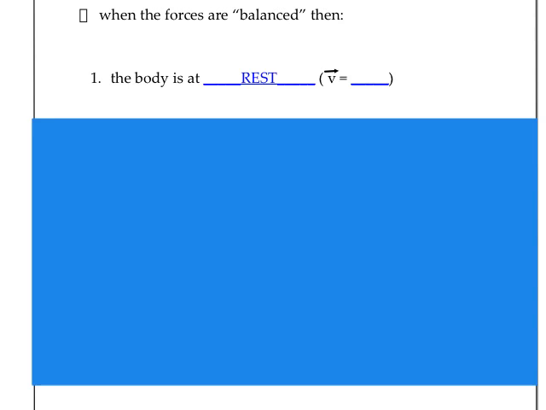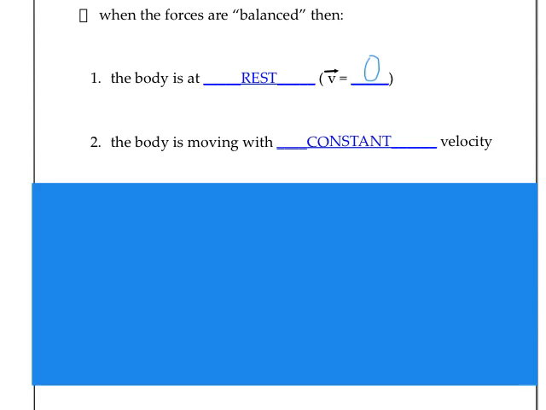So now that we've talked about what no net force means, let's discuss the second part of that first law. So when there's no net force, our forces are going to be balanced. That gives us two options. One, the body or the object can be at rest, which means it has 0 velocity. The other option would be that the object is moving with a constant velocity.